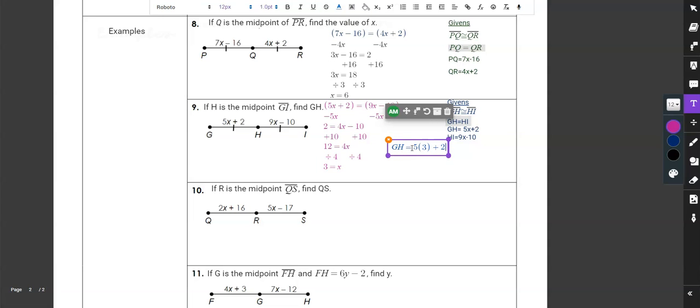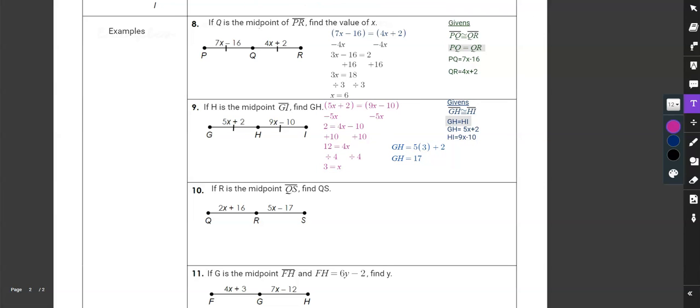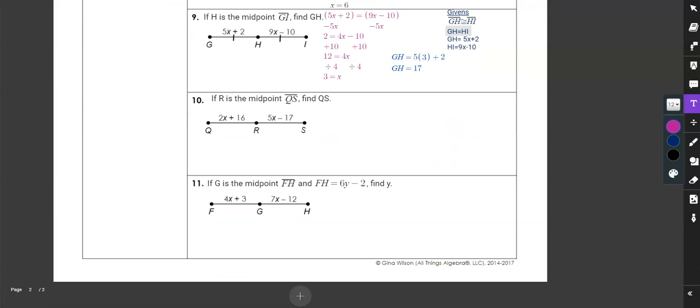5 times 3 is 15 plus 2 is 17. So GH is equal to 17. We are again not given units, so no units must be returned.